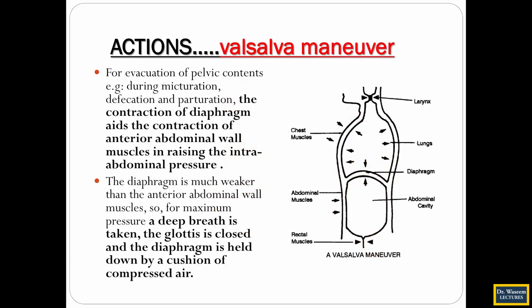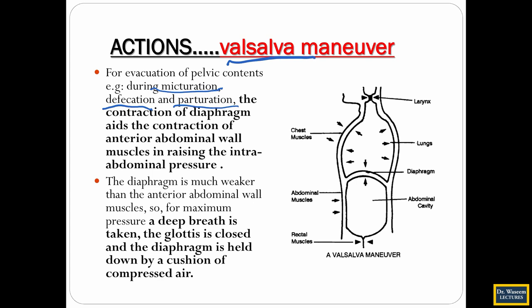Another is the Valsalva maneuver. Valsalva maneuver means, for example, if you want to evacuate the pelvic contents, like the urine during micturition, the feces during defecation, or the fetus during parturition, you have to actually contract the diaphragm to depress it. Diaphragm depresses due to contraction. You contract the diaphragm willfully, voluntarily, because it is a voluntary skeletal muscle.